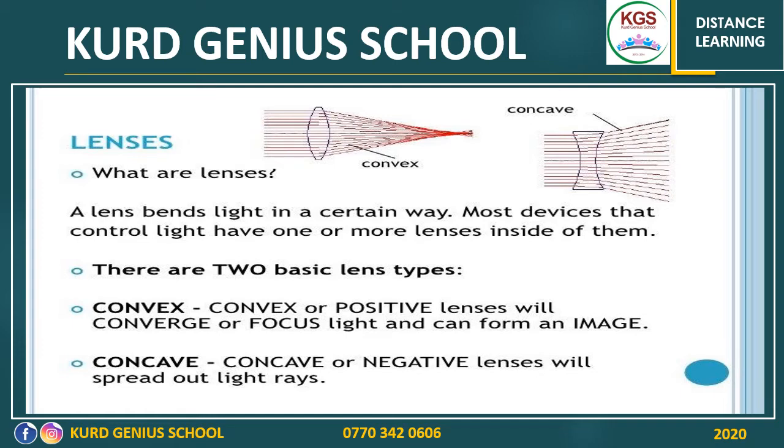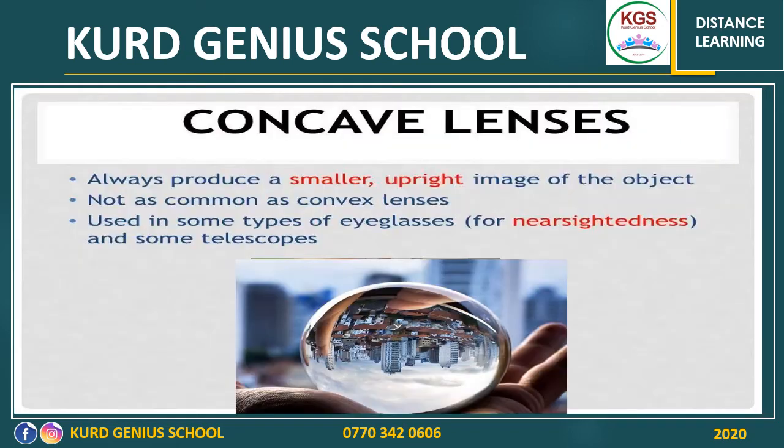Convex lens, we call them positive lenses. Why? Because they will converge or focus light and can form an image. But concave lens, we call them negative lenses. They will spread out light rays from an object. Concave lens is different from the convex lens, always producing smaller upright image of the object.